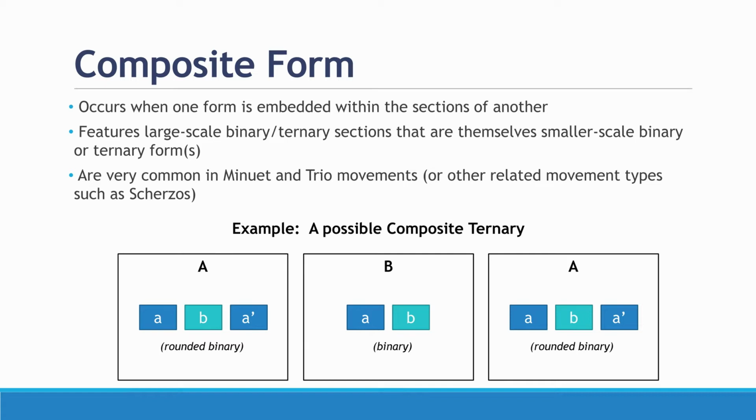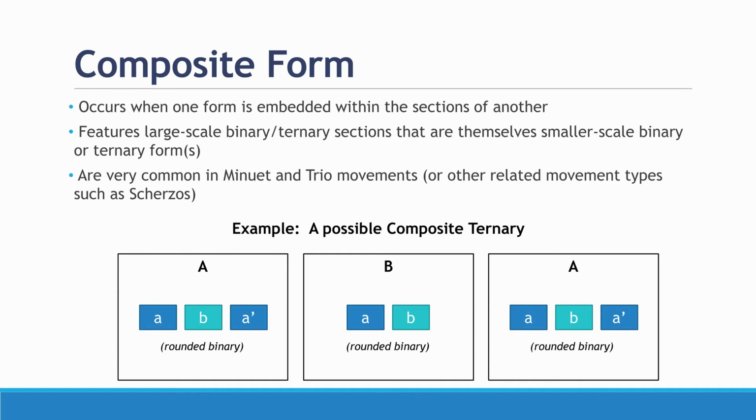What I've given here is an example of a possible composite ternary form. Basically, the ternary form will have large sections, A, B, and A. But then inside each of those large sections, we can have another internal structure. Say, for example, your A section of your ternary had a smaller A, B, A prime breakdown inside of itself. We would have a rounded binary inside the section of our A. Any of the form types that we've learned so far can be these internal structures.